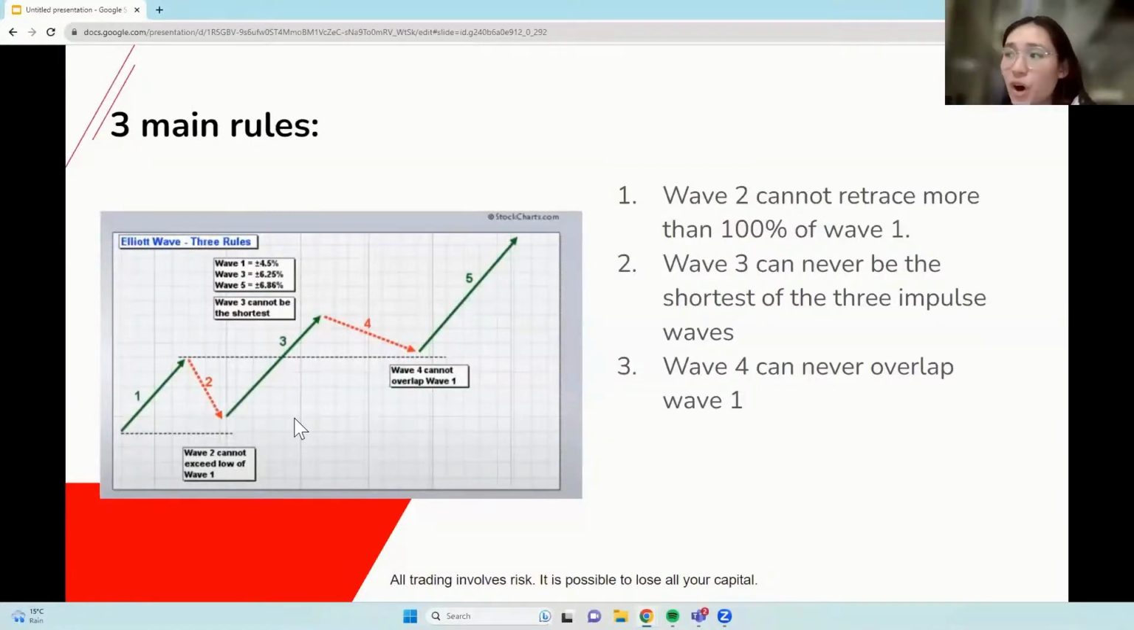Next, we're looking at wave 4. Sorry, I misspoke. Main rule 2, wave 3 can never be the shortest of the 3 impulse waves. The 3 impulse waves that we're talking about are 1, 3, and 5. So 1 has to be the shortest. 3 can be longer than 5, but it should not be the shortest. Next, point 3, wave 4 can never overlap wave 1. Just follow the dotted lines here, it can never retrace more than the head of wave 1.